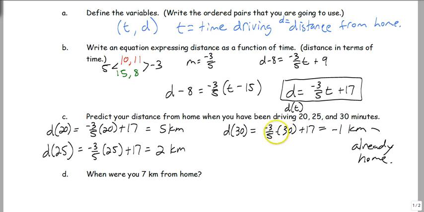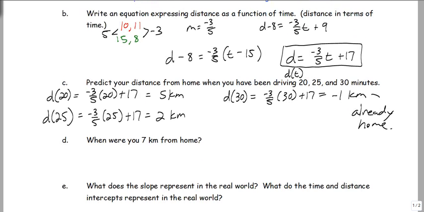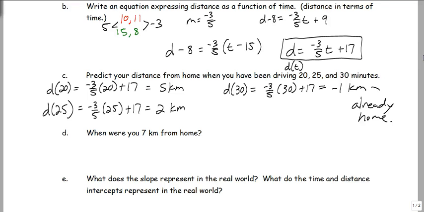And that we'd be home before 30 minutes, because we would not count that. Now this one, when were you 7 kilometers from home? Again, we can just do the solving. Set your d equal to 7, and now we want to find t.